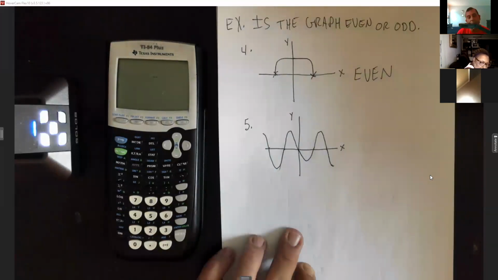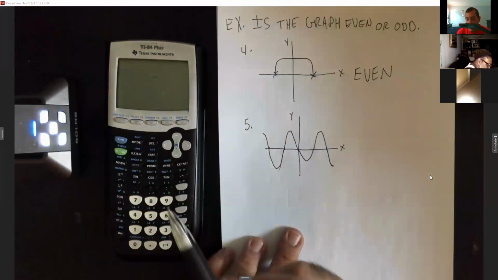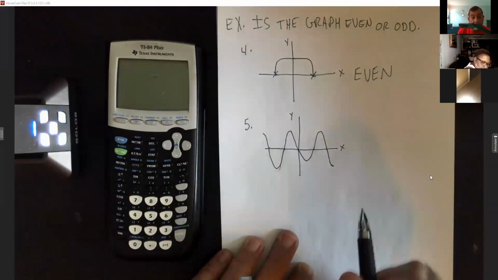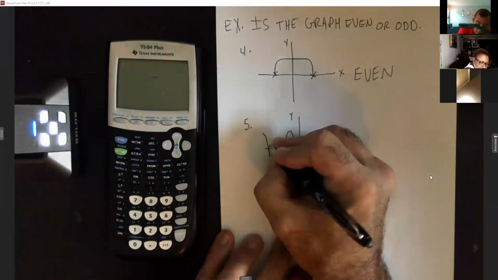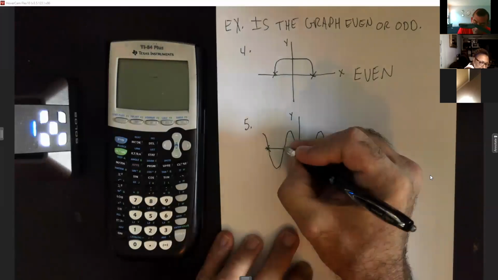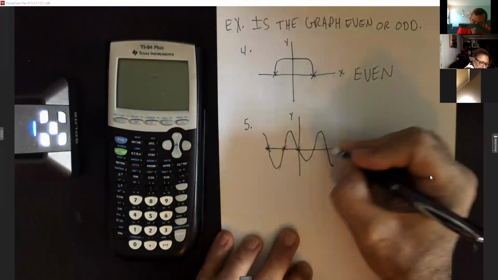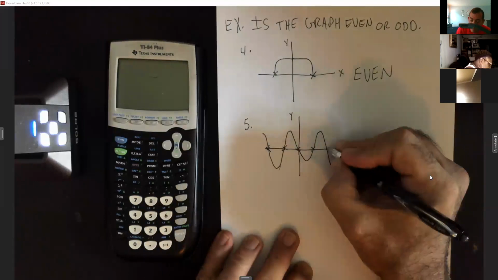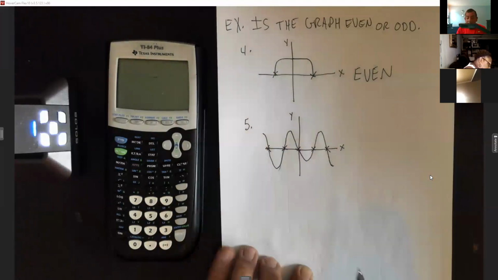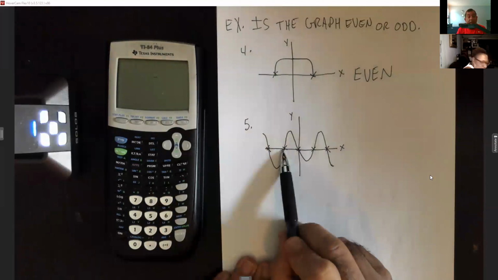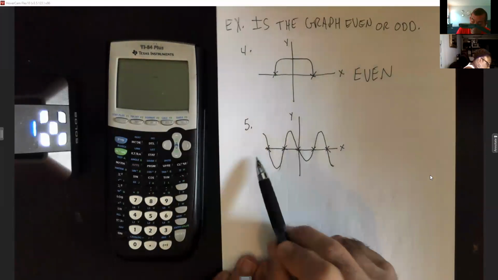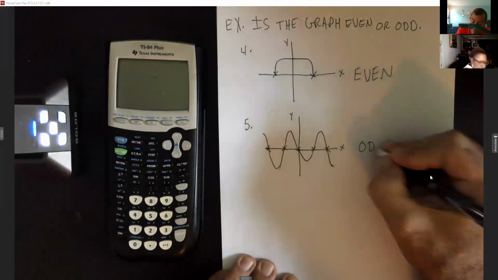But here's another way you can check on even and odd. Remember, I can count how many times it touches the x-axis. This one touches once, twice, 3 times, 4 times, 5 times. So since this touched the x-axis 5 times, this is an odd function.